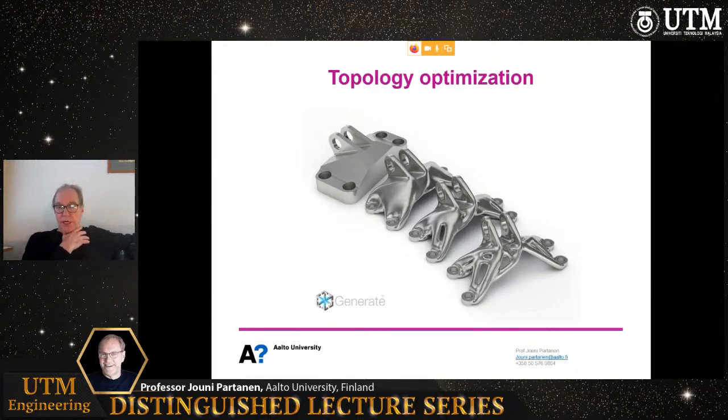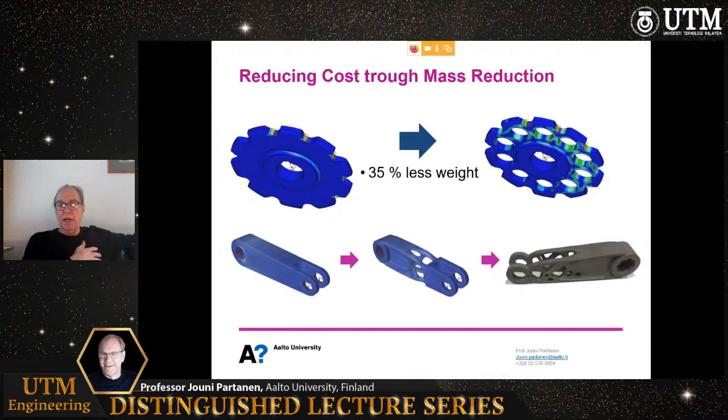So here is a kind of standard example of a bracket, where on the left-hand side you see the original conventionally manufactured bracket. And on the right-hand side, you see the digital 3D printed bracket, which takes all the forces needed for this product, but it's significantly lighter and has an impact on the energy consumption of that airplane. We did study a few examples where we are reducing cost through mass reduction. Actually, the cost of a 3D printed component is directly proportional to the weight of that component. Therefore, mass reduction is beneficial from a 3D printing point of view. So here are a few examples we studied in the project.